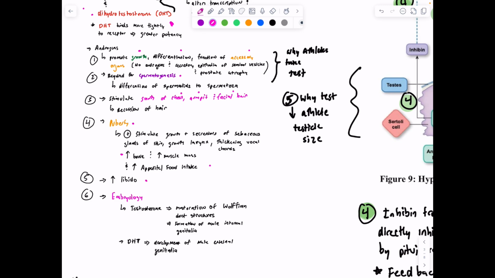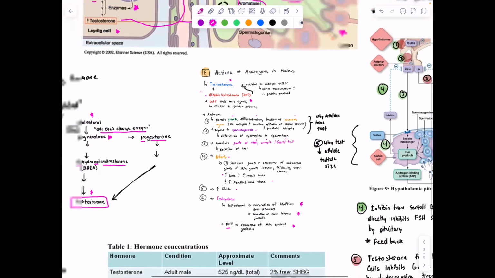And then during embryology, we know it's testosterone for, as we said, the internal Wolffian ducts, formation of the internal genitalia, and then dihydrotestosterone, development of male external genitalia.